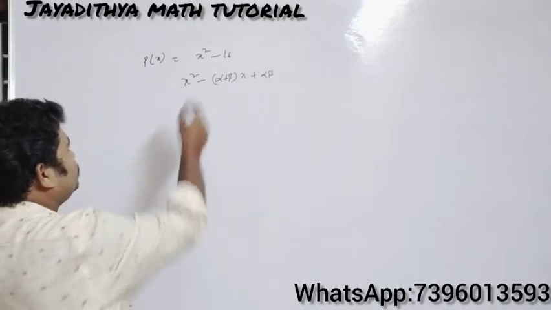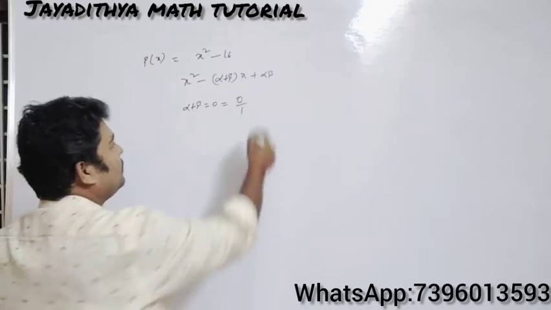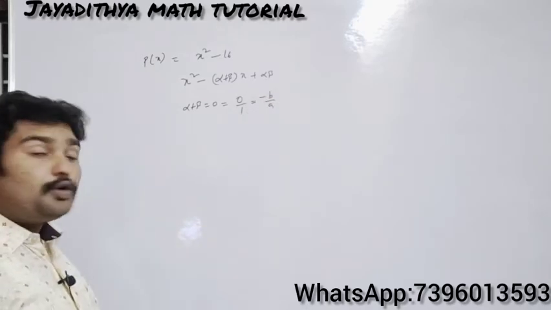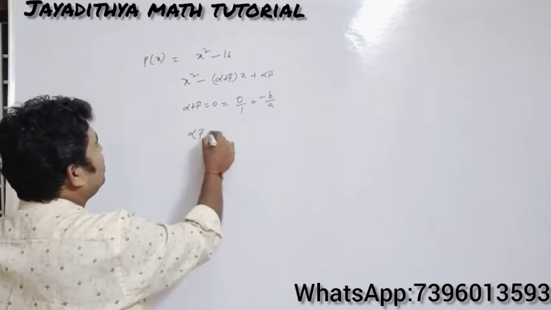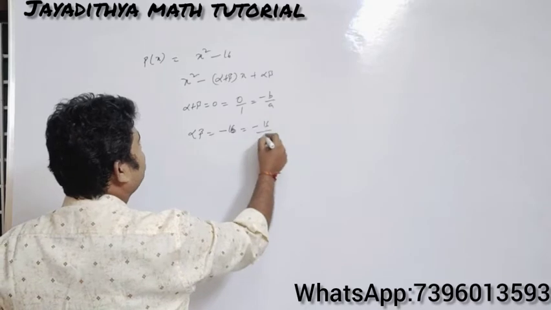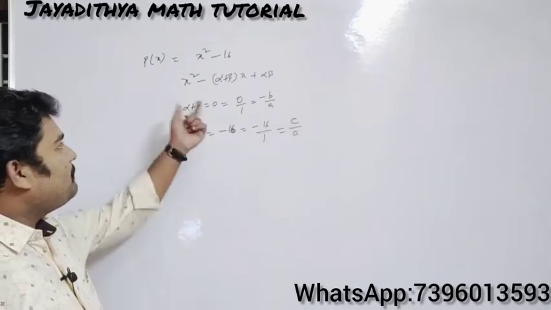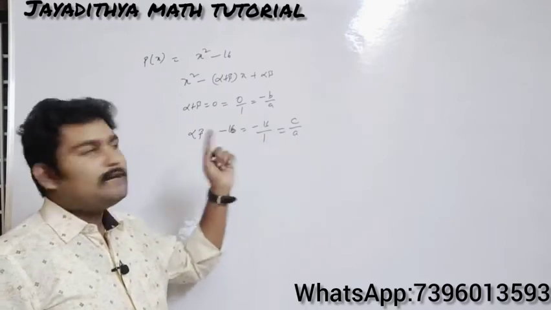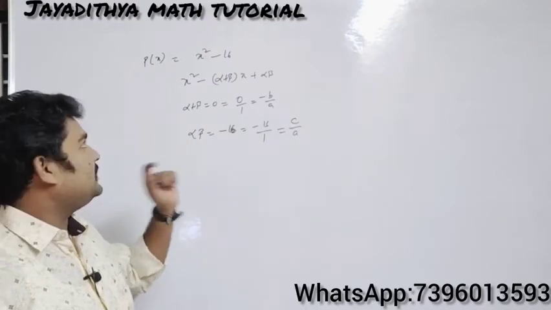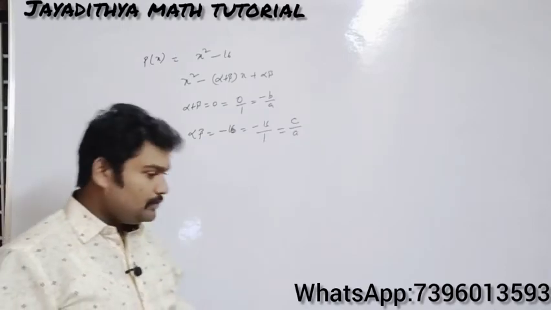If you compare like this, you can see that alpha plus beta is equal to 0, which is 0 by 1, and you can write it as minus b by a. After comparing with both the equations, see here, alpha beta value is minus 16. You can write it as minus 16 by 1, which is equal to c by a. But if you are writing like this, you should definitely compare with both the general forms here. What is the other general form? That is ax square plus bx plus c is equal to 0.